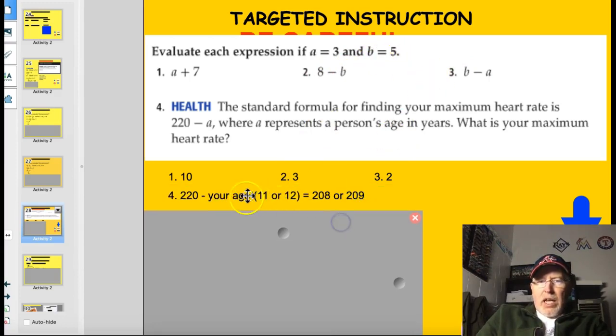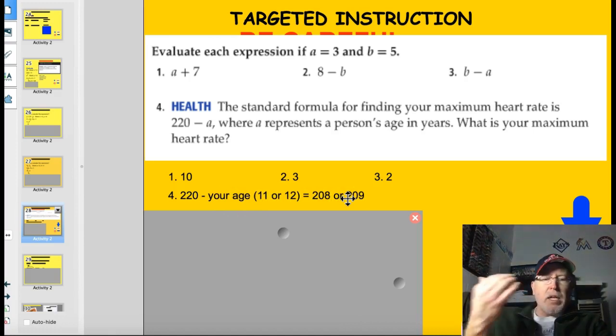And then this last one here, I'd put in 220 minus your age, which is probably 11 or 12. So you got about 208, 209, something like that. For me, 220 minus 30, that's the way I feel. I look 120, but I feel like I'm 30.